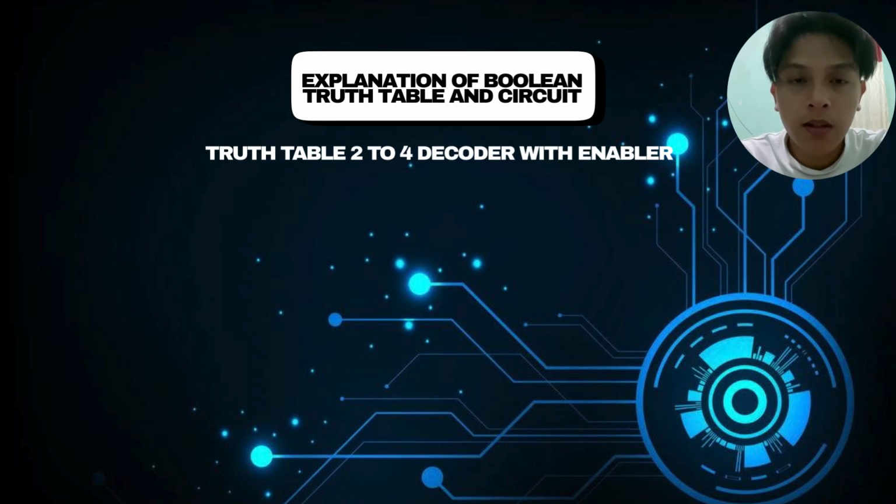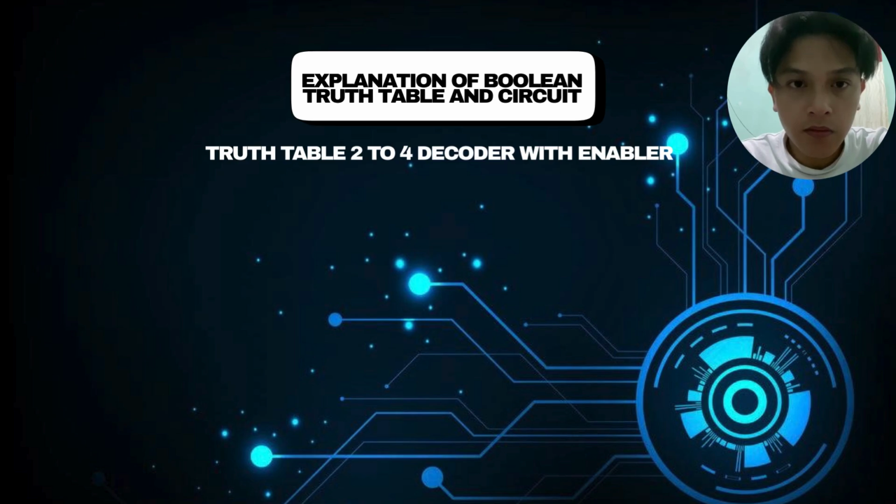Hello and good day everyone. Today I will explain how to design a 2 to 4 decoder with enable active high using LogiSIM Evolution. This process involves 3 main parts. First, how to calculate and fill in the truth table. Second, how to draw the logic diagram. And third, how to build and simulate the circuit step by step in LogiSIM Evolution.